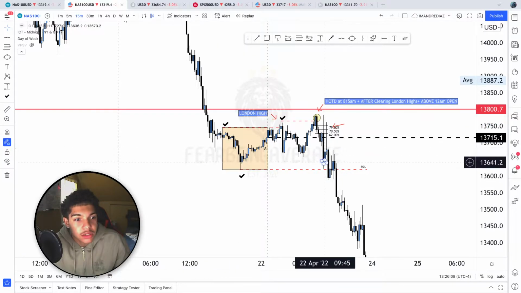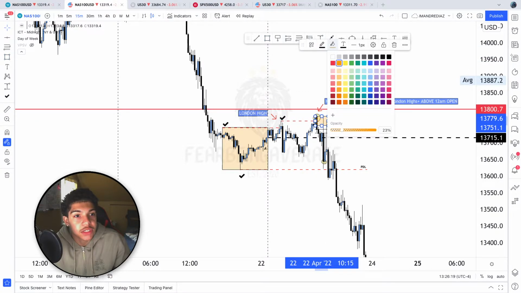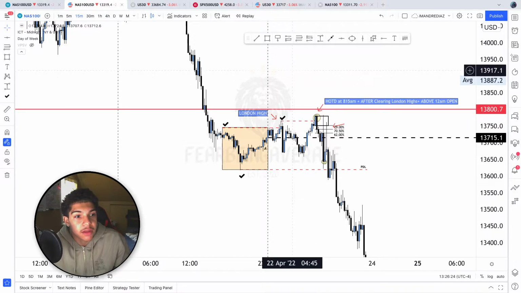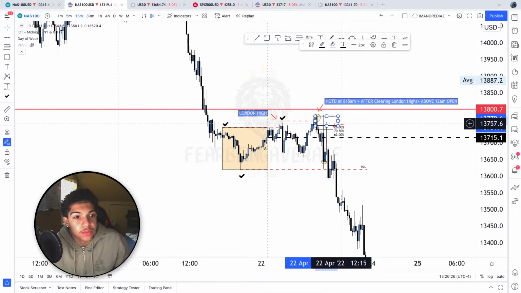You can see price retraced all the way into these fib levels right up here. Had this retracement, retraced into it, tapped into this order block right here that was created at that 8:15 in the morning. So this order block that was made when it made the high of the day, this is what price retraced into. So right in here.